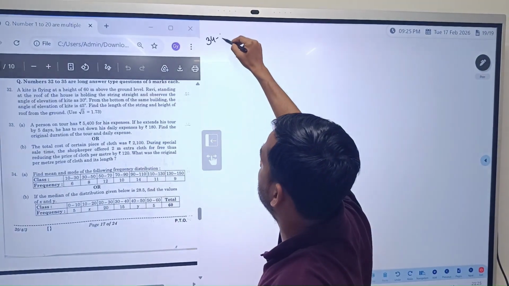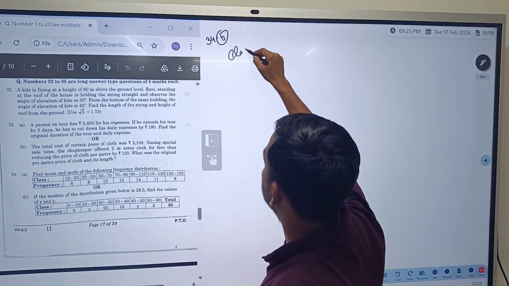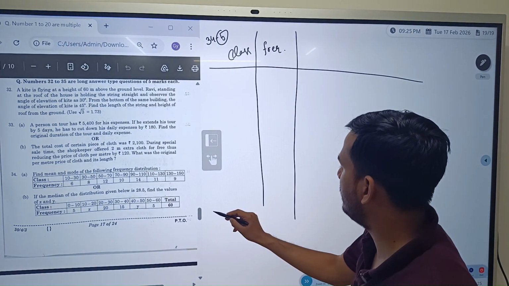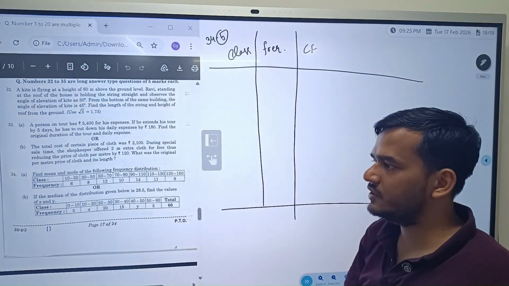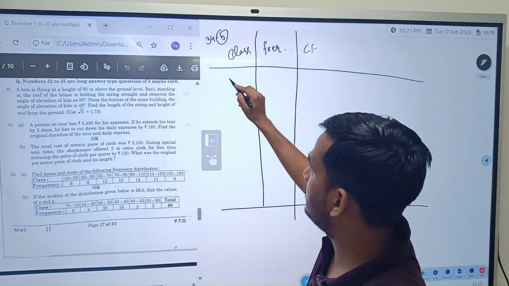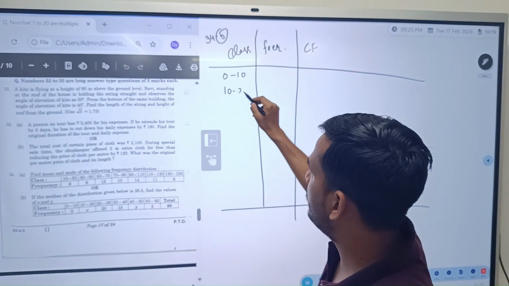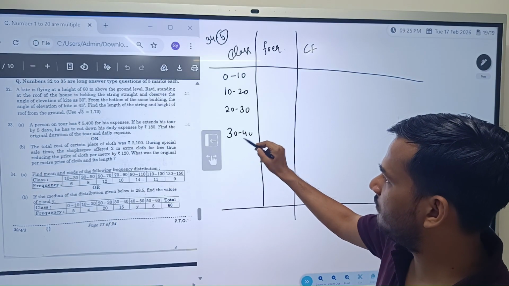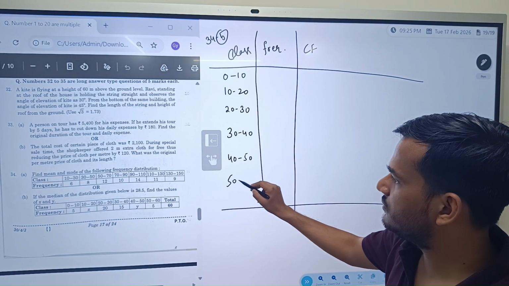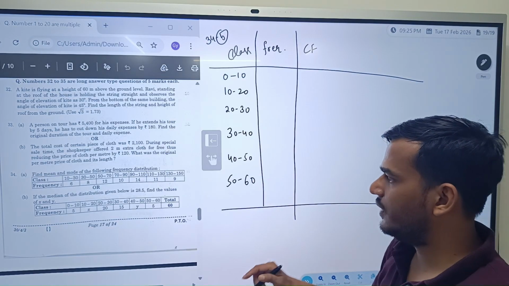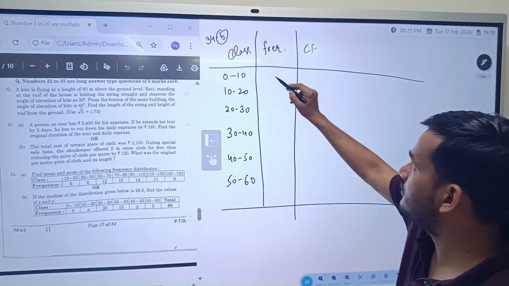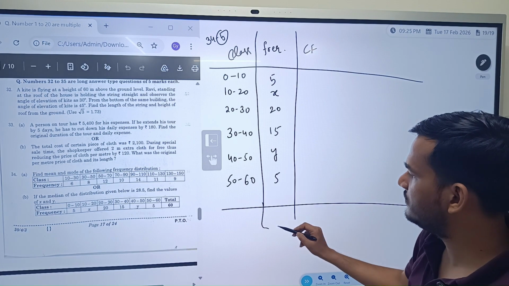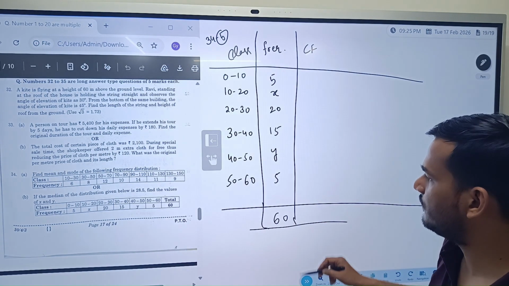So starting with table, class, frequency, and in this we'll make the column of cumulative frequency also, because this is related to median. 0 to 10, 10 to 20, 20 to 30, and write all these. 30 to 40, 40 to 50, and 50 to 60. And these are 5x. Write all these also. 5x, 20, 15, y, 5. Total is 60. This is given.